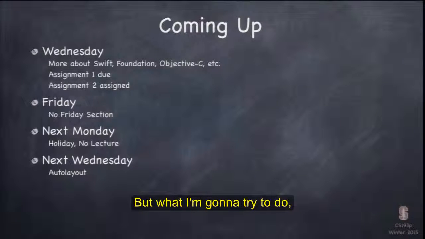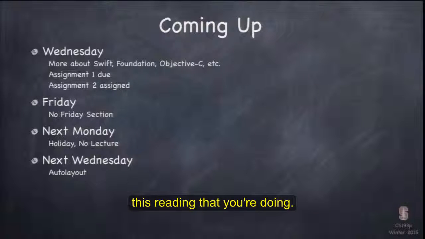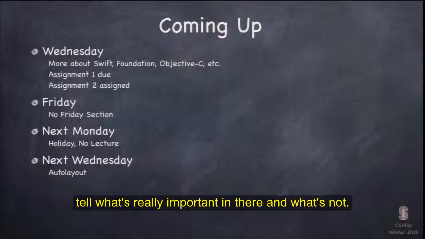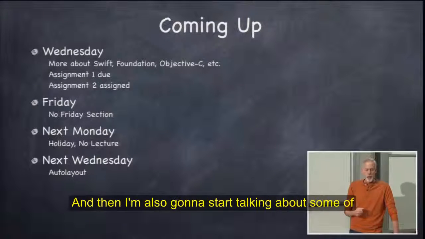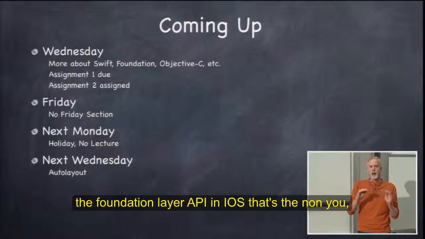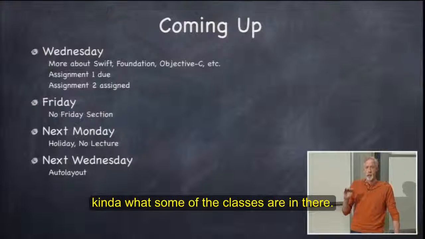But what I'm going to try to do on Wednesday is give you the highlights of all this reading that you're doing, okay? Because you're reading a lot of stuff, and it's sometimes hard to tell what's really important in there and what's not. So I'm going to kind of give you the highlights, so you can get an idea of what's important. And then I'm also going to start talking about some of the foundation layer API in iOS. That's the non-user interface layer, basically, and kind of what some of the classes are in there.